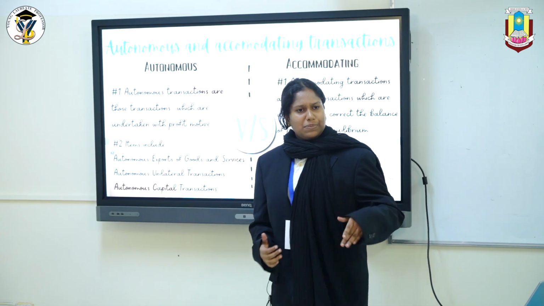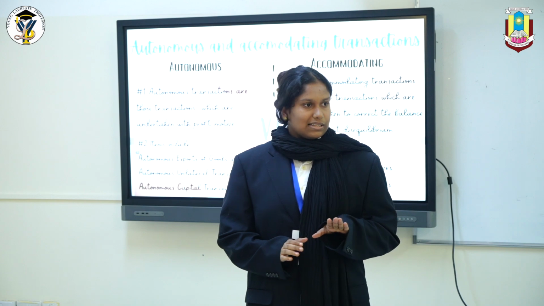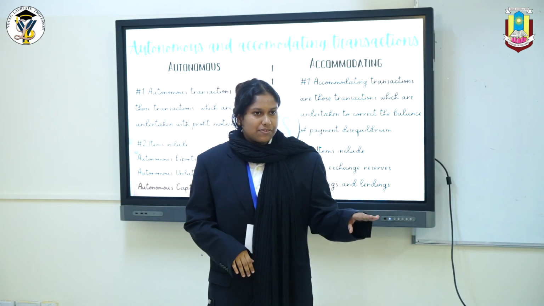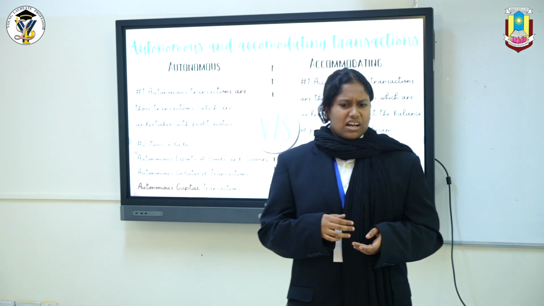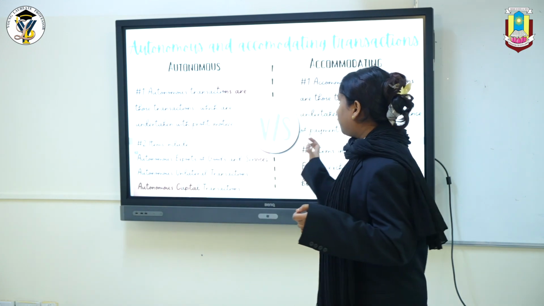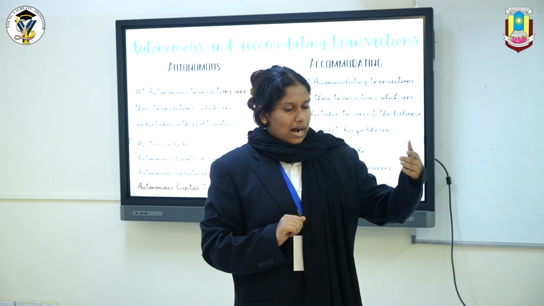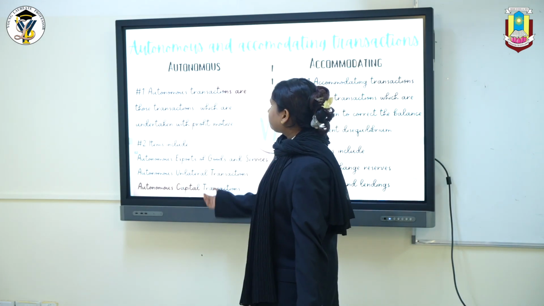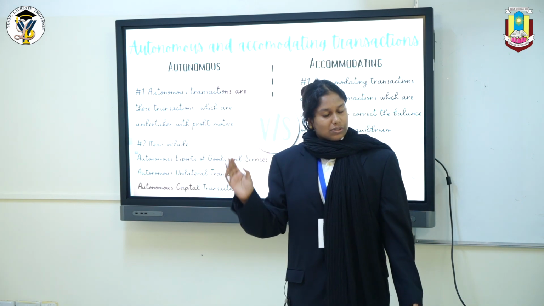And let me tell you one thing. Imagine that the BOP is stable. It is balanced. The exports of a country is equal to the imports of a country. And suddenly, take a firm, for example, firm A performs an autonomous transaction, and this causes an unbalance in the BOP. So, we have to take accommodating transactions to correct it.